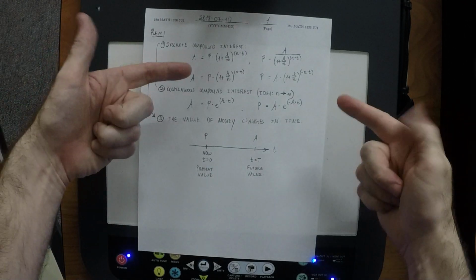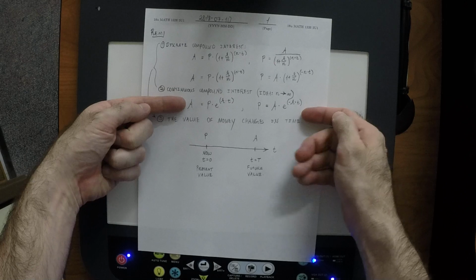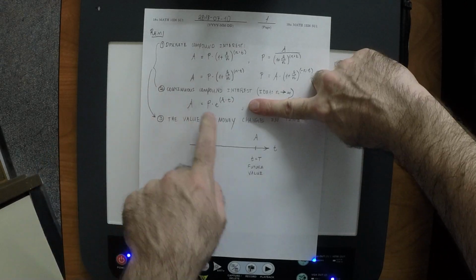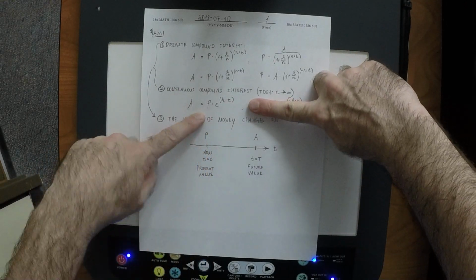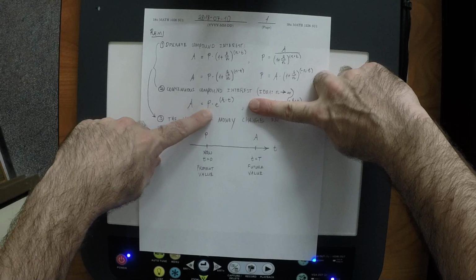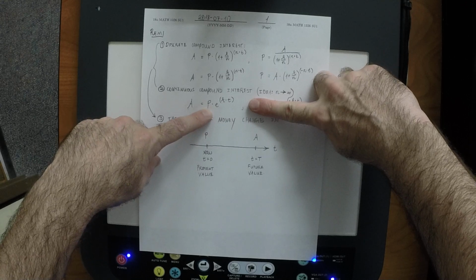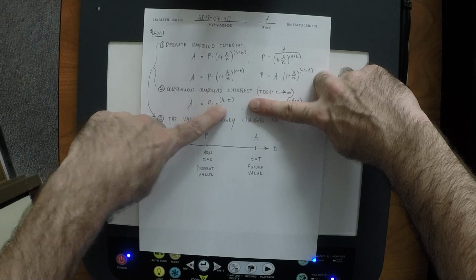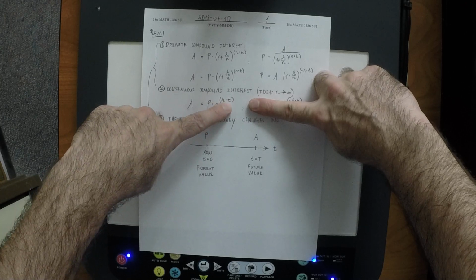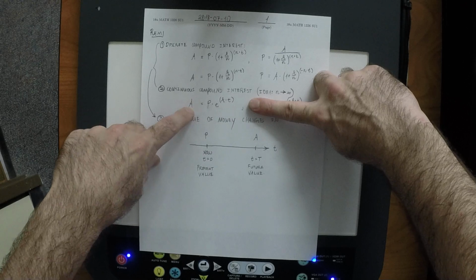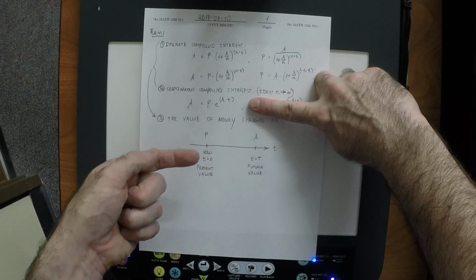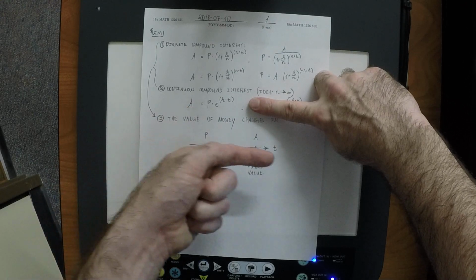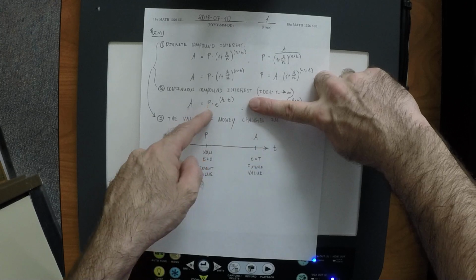And both of these models have the same property that when you're looking at it like this, what you're saying is that if at the present time I have P dollars and it is subject to this interest model, then after a time T, the future value will be A. So the money, as you move to the right, is modeled by this.